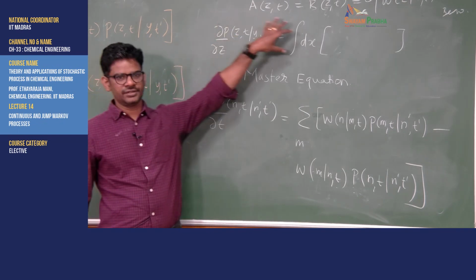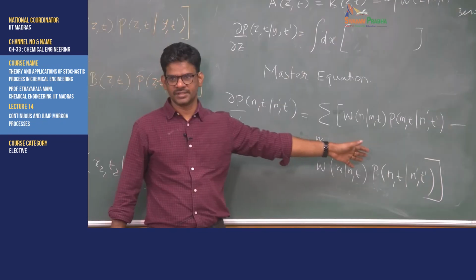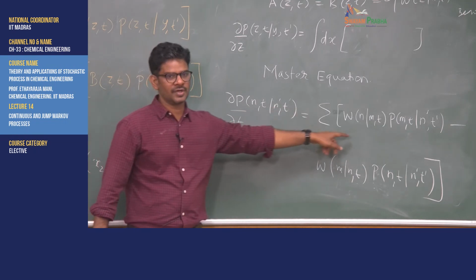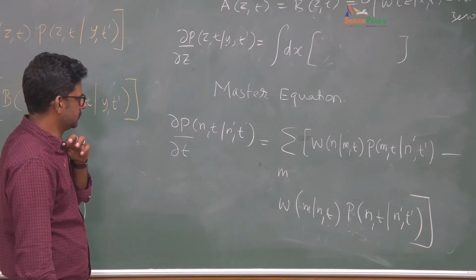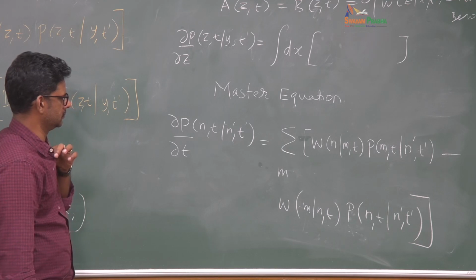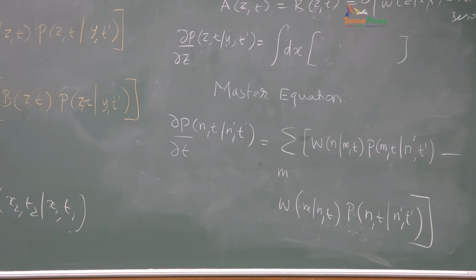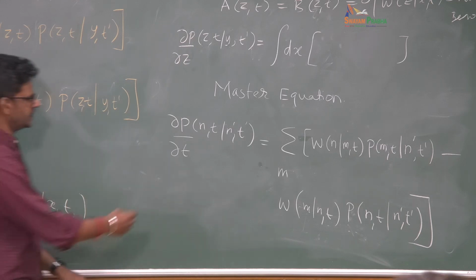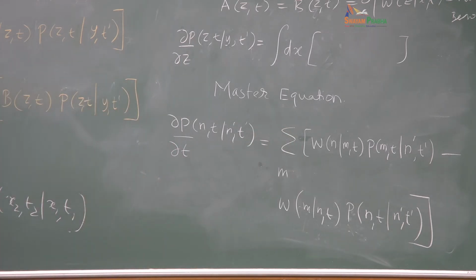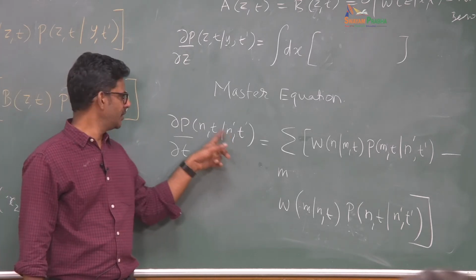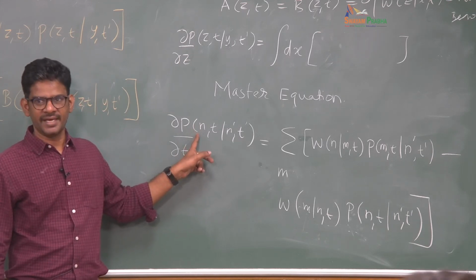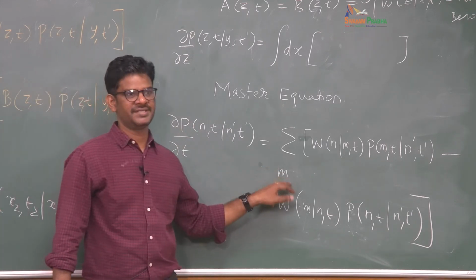This equation is written for continuous variables, and this equation is written for discrete variables, where n, n prime, m, all of them are discrete variables. They carry integer values. The physical reasoning of this equation is that when you are looking at a condition where the state is at n prime and then you are looking at when the state will reach n, it goes through many possible intermediate states m.